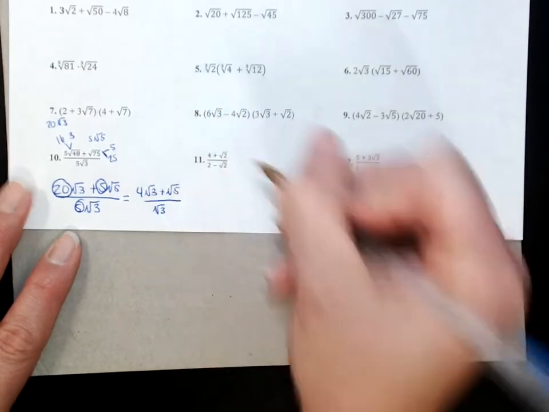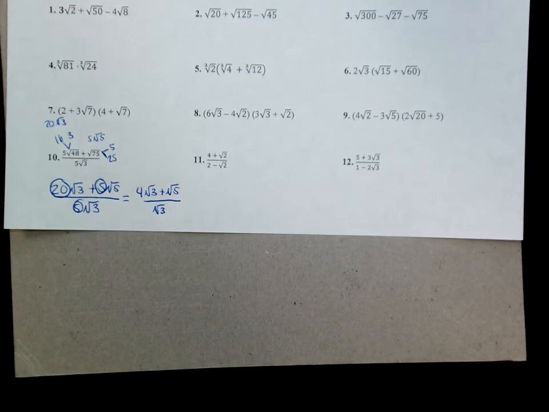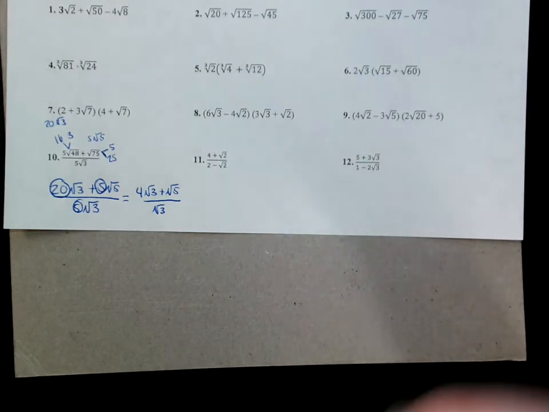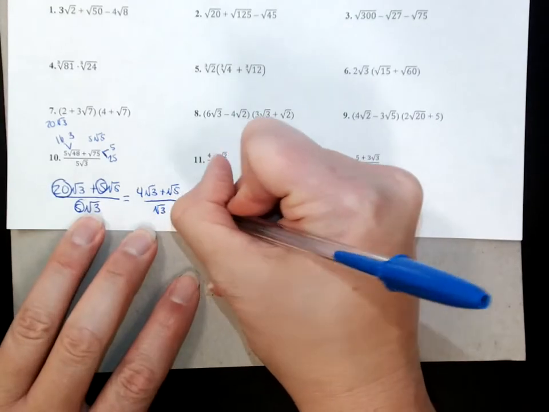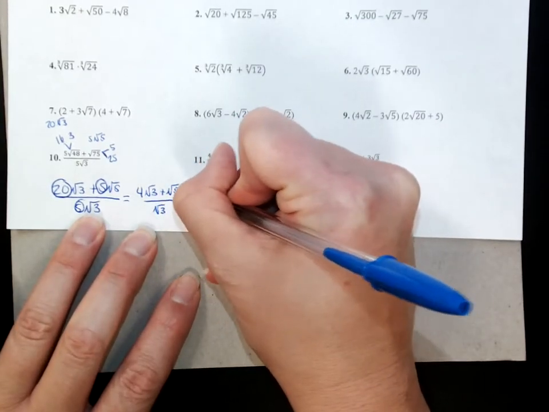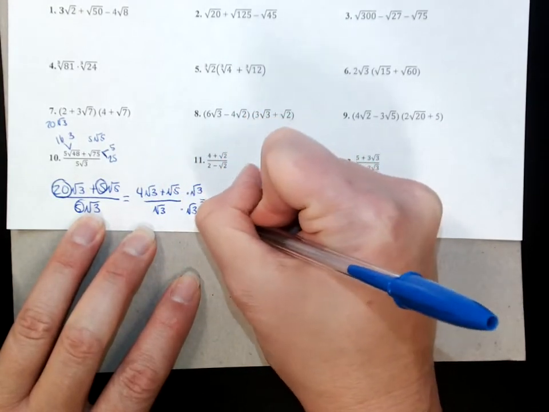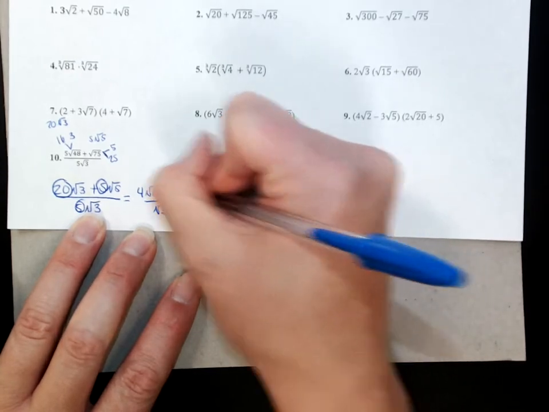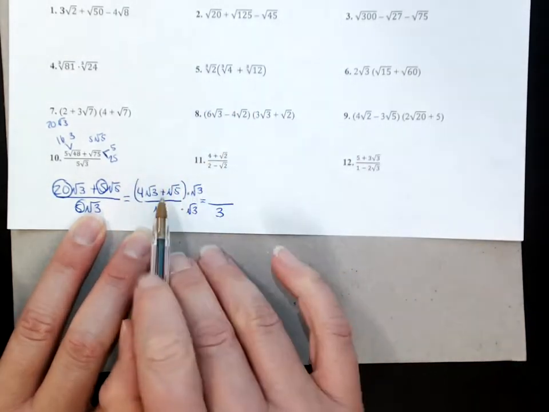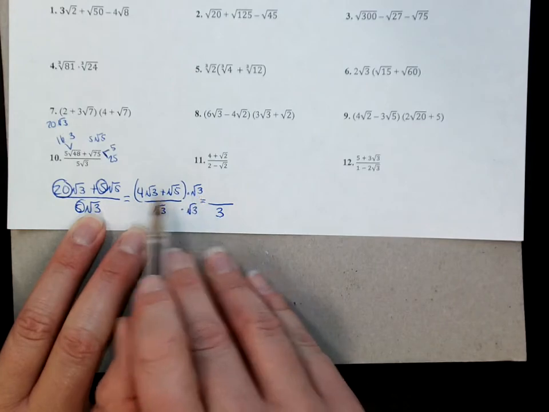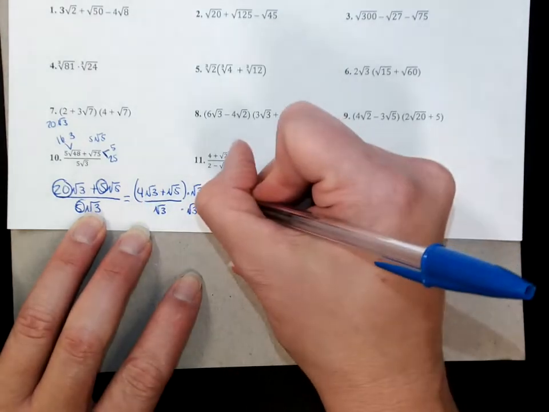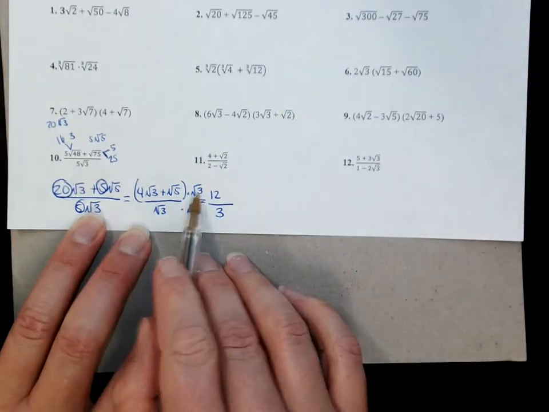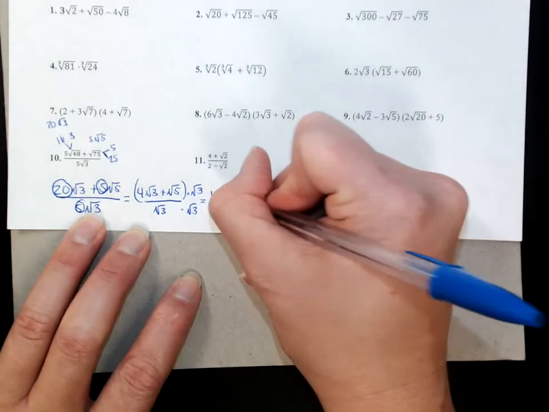square root of 3. Okay, now again, this is technically a true answer, but we don't like to leave those square roots in the bottom. So I am going to multiply this top and bottom by the square root of 3. When I do that, the bottom just becomes 3. The top, I'm going to have to FOIL that out. 4 square roots of 3 times the square root of 3 is just 4 times 3, or 12. Square root of 3 times the square root of 5 is just the square root of 15.